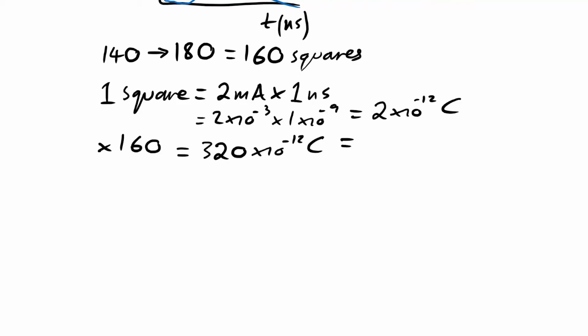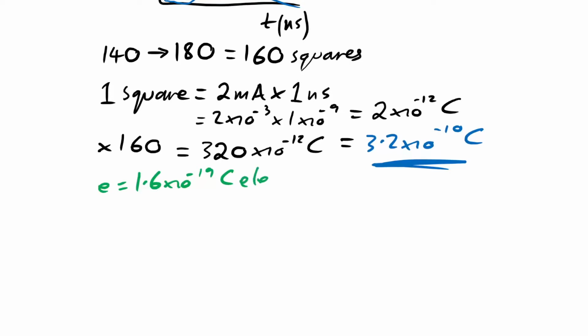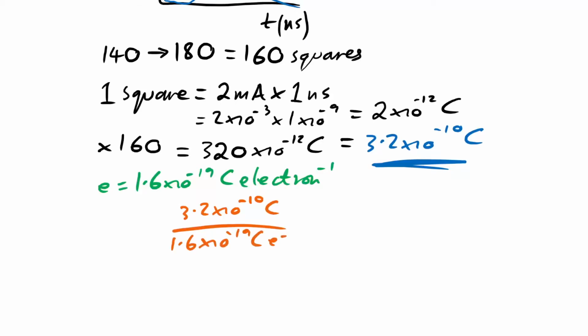So I'm going to say that is 3.2 times 10 to the minus 10 coulombs. But we've been asked for a number of electrons. So we know the charge of an electron is 1.6 times 10 to the minus 19 coulombs, but it's coulombs per electron. One of those times when units are your friends. So we can do 3.2 times 10 to the minus 10 coulombs divided by 1.6 times 10 to the minus 19 coulombs per electron.